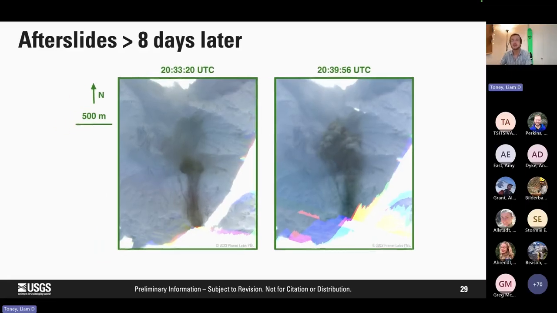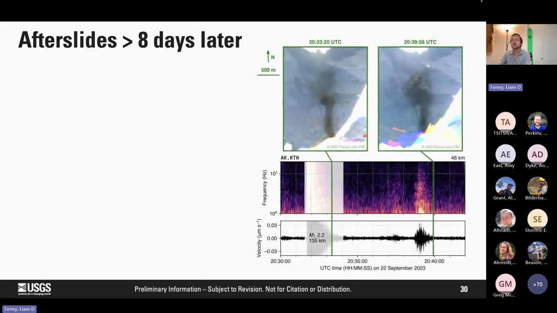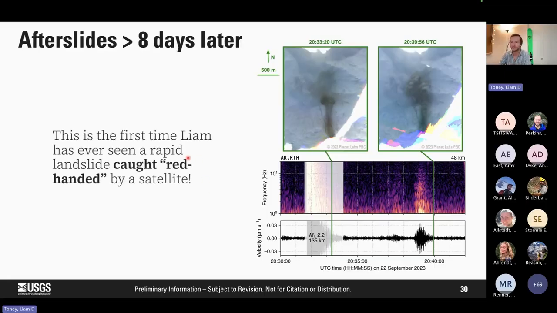And I was able to look at the seismic data that corresponds to the timing of this image. Now on the x-axis we have time, and this is the closest station to the landslide. And sure enough, right before this image was taken, we have a seismic signal that's highly characteristic of a mass movement. Effectively, the satellite came over and snapped a photo just as this rockfall was finishing off. This is the first time I've ever seen a rapid landslide that has been caught red-handed by a satellite. I thought it was a very interesting part of the story.